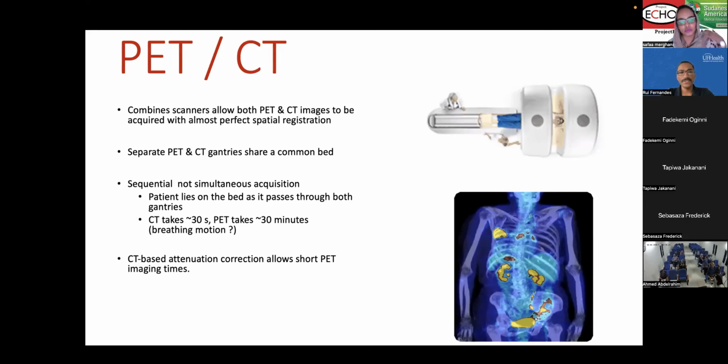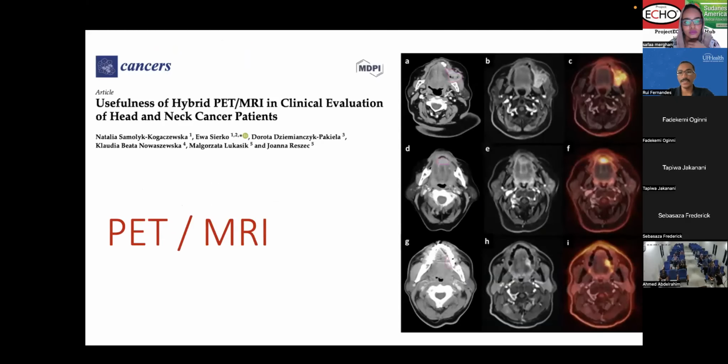The usefulness of PET scans or PET MRI is, I think, pretty evident. You can see here examples of such and how it benefits us in terms of deciding, particularly in the patients that have had treatment before, which one is an active node, which one is a dead node, and which one you need to go and seek.